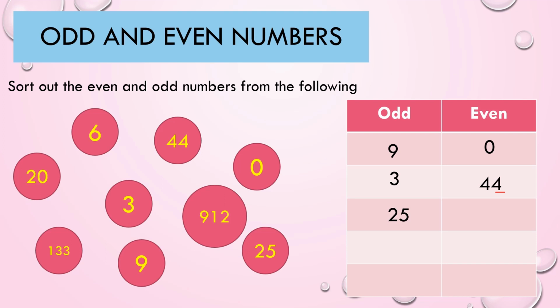6. Even. 133. Again look at the digit at the units place. The last digit is 3. So is 3 odd or even? Yes, it is odd. 133 also goes to the odds column. 20. Yes, it's an even number. 912.